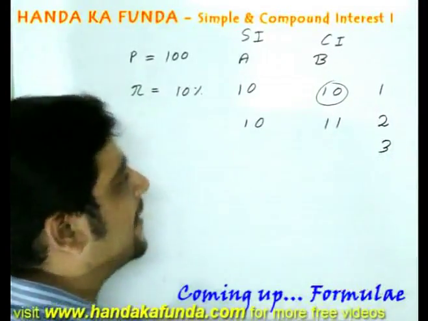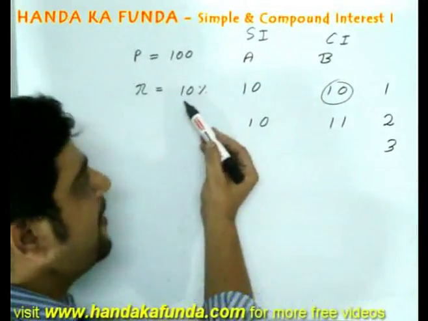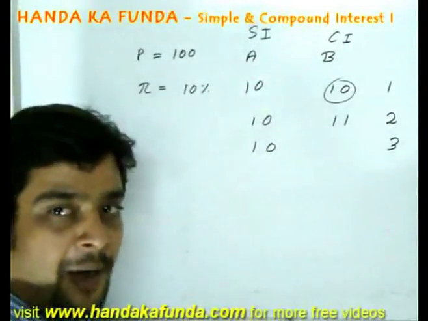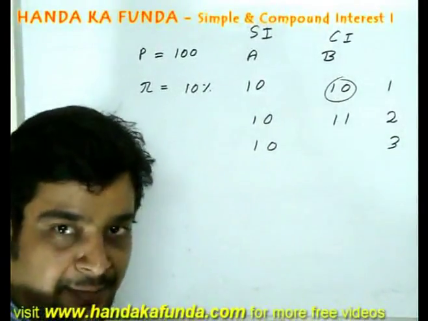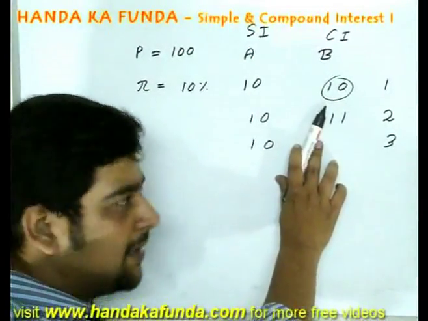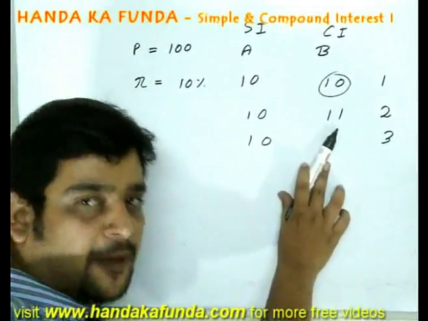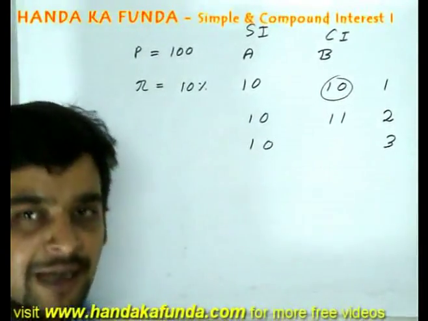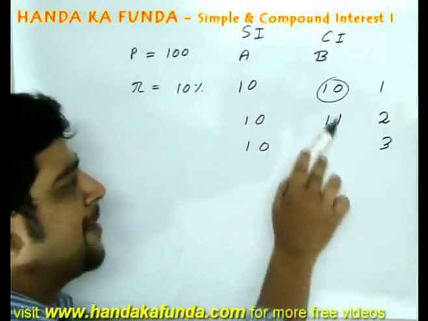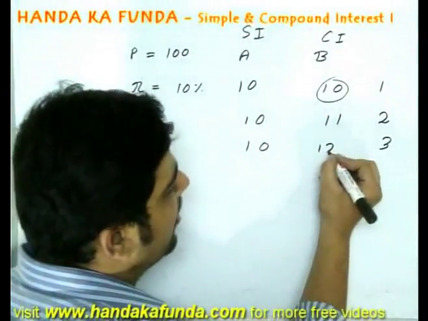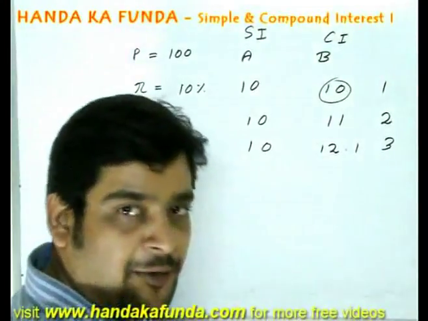Let's look at the third year. In the third year, simple interest will still be 10% on 100 rupees, 10 rupees. Compound interest will now be on the increased principal, that is 100 plus the interest 10 rupees for first year plus the interest 11 rupees for second year. That means interest will be 10% on the total amount of 100 plus 10 plus 11, 121 rupees. In third year, my compound interest earned will be 12.1 rupees.